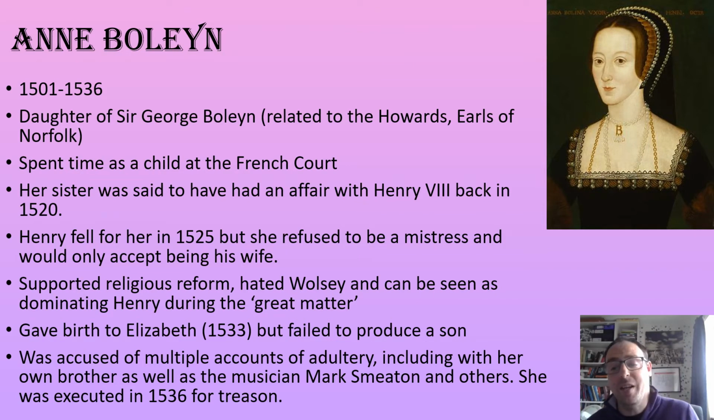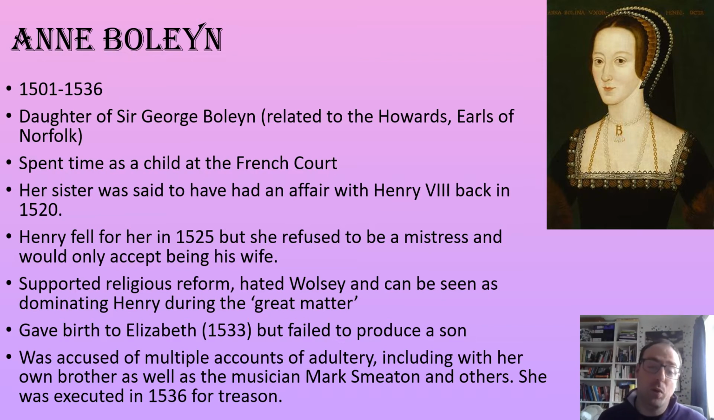Anne Boleyn is the second wife. She lived 1501 to 1536. She was the daughter of Sir George Boleyn, and was related to the Howards, who were Earls of Norfolk. She spent time as a child at the French court. Infamously, her sister was said to have had an affair with Henry VIII back in 1520. Henry is said to have fallen for her in 1525, but she refused to act like her sister had done and be a mistress, and would only accept being a wife.